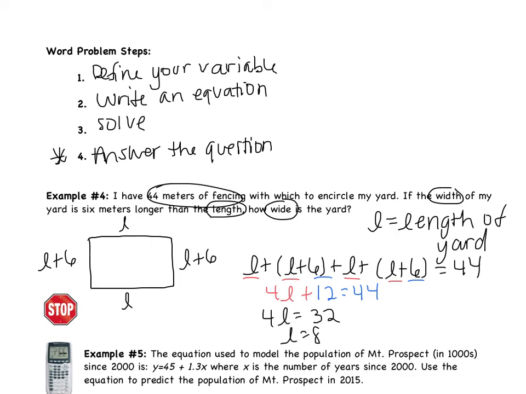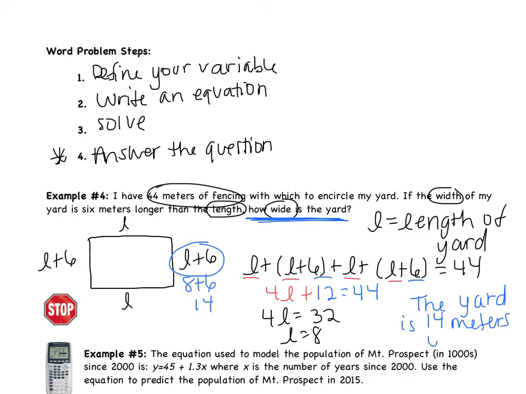So L equals 8. Now the final question asked, how wide is the yard? So here's our width. So our width is going to be 8 add 6, which is 14. So final answer, the yard is 14 meters wide. That's the final answer. Please make sure you include units and that you write a sentence.